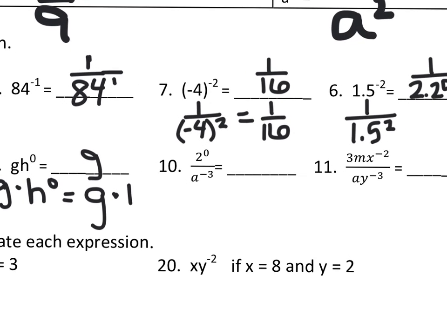Something similar happens in number 10. 2 to the 0 power is 1, because anything to the 0 power is 1. And we've got an a to the negative 3. And that a to the negative 3 tells us we've got to move our value to the opposite side of the fraction bar. So in this case, it's on the bottom, which means that we want to move it to the top. And as we do that, it becomes positive.